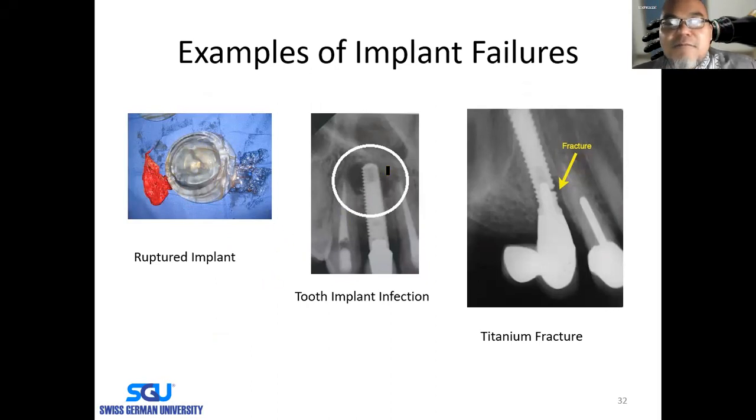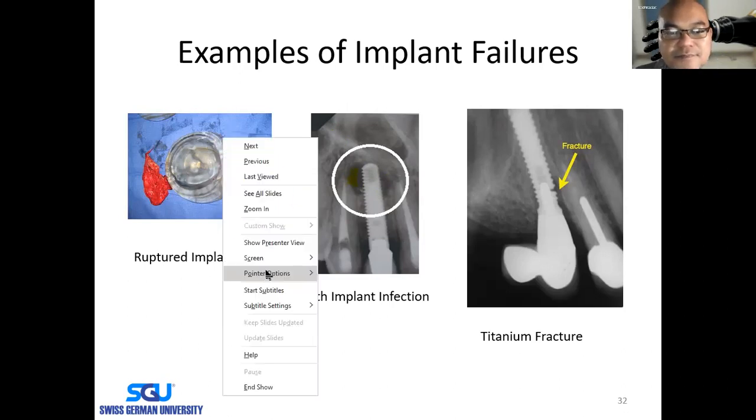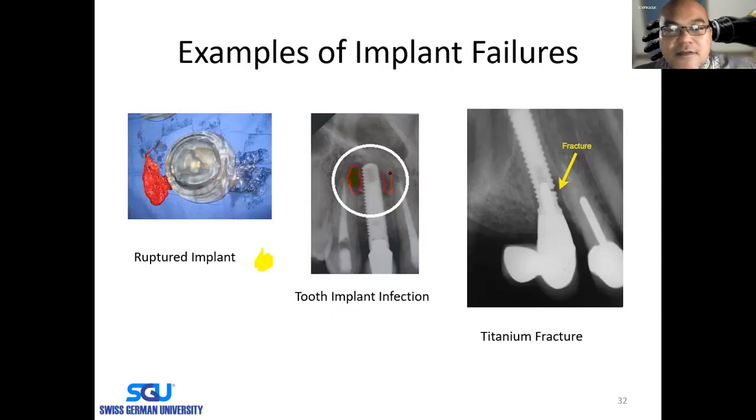And then tooth implant imperfection. For example, here you see the cavity in this region. And this is not good because this can be a place for bacteria to grow. And this is a fracture, like this. Well, it breaks.